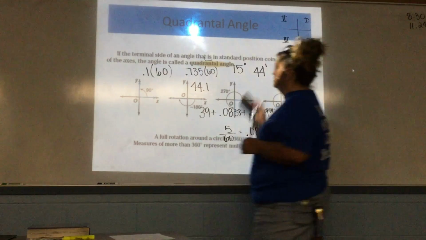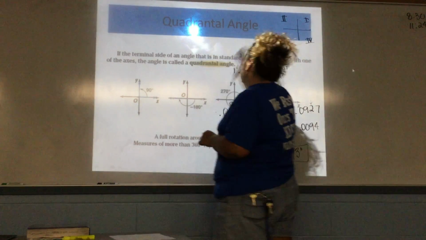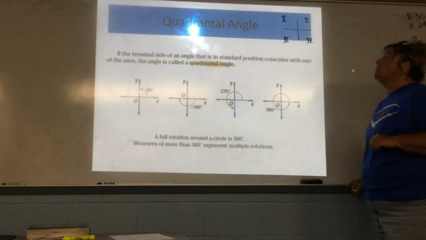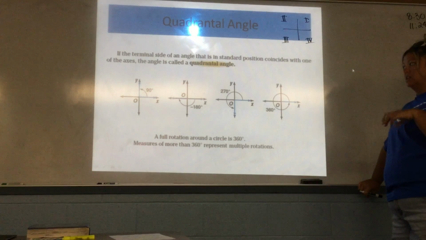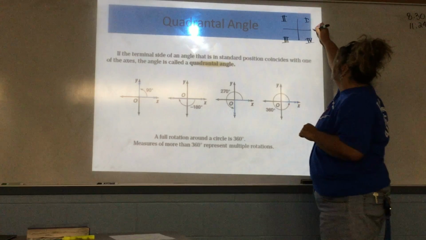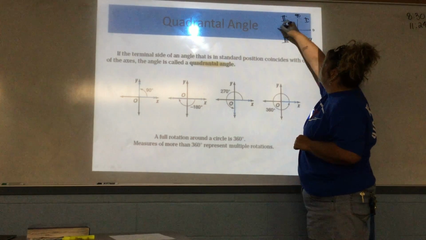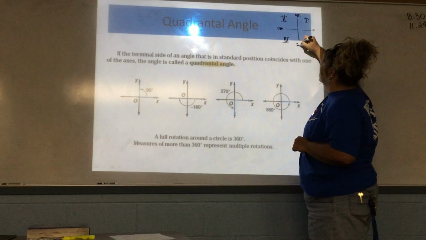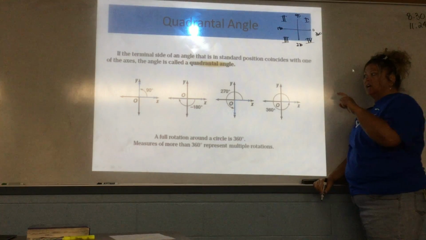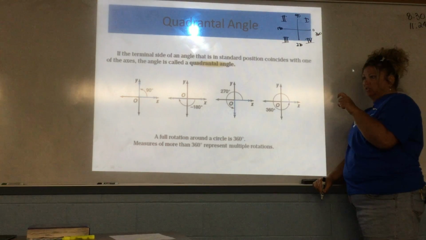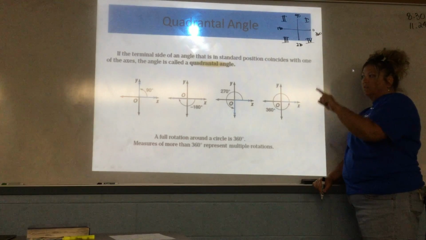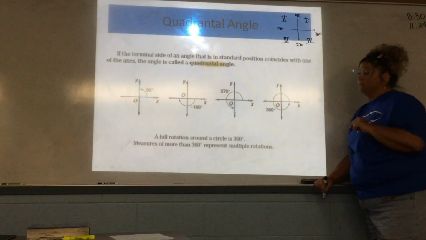All right, so let's look at these. We just talked about the quadrants, and a quadrantal angle is one that lands exactly at one of the quadrants. We said this starts at 0, this goes to 90, 180, 270, back to 360. Anytime I have one of those angle measures, with the exception of 0, we have a quadrantal angle. Go ahead and hit enter.